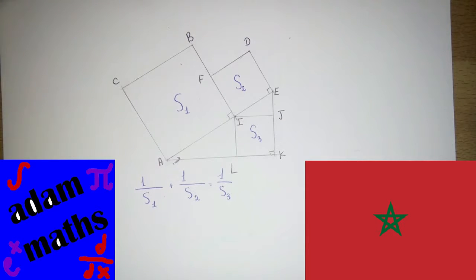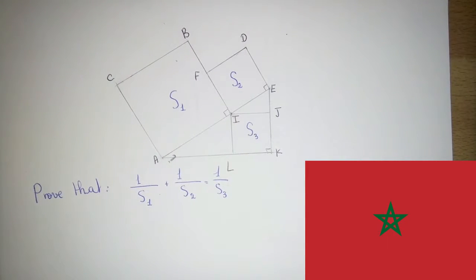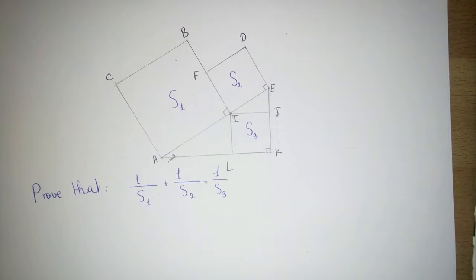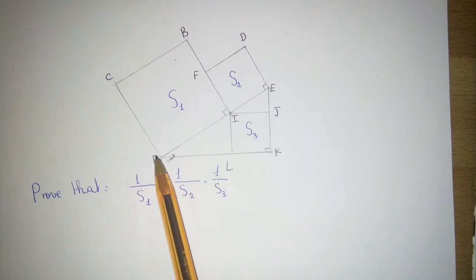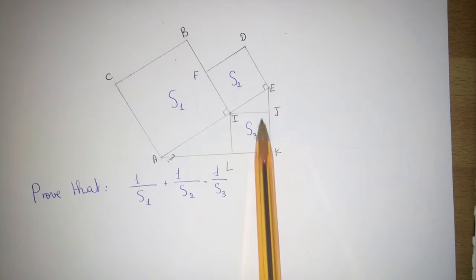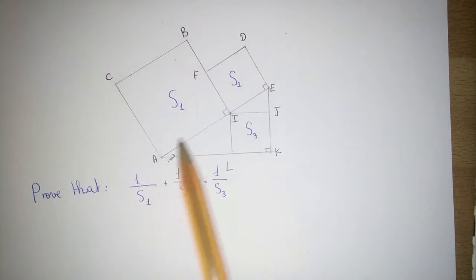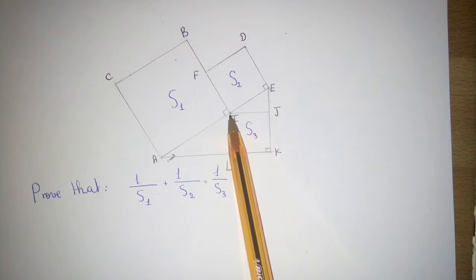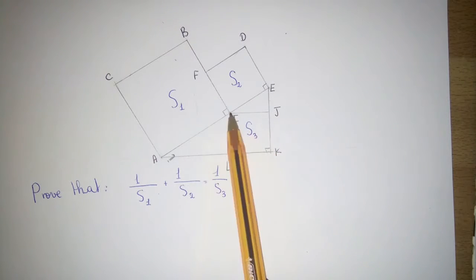Today I have a difficult elementary geometry problem for you that I got from my maths textbook. So here is the problem. I've drawn a rough picture, but here we have a right angle triangle and a square inscribed inside of it.